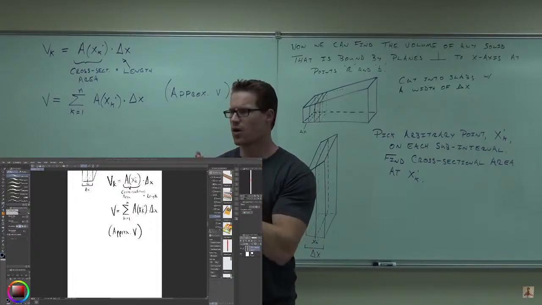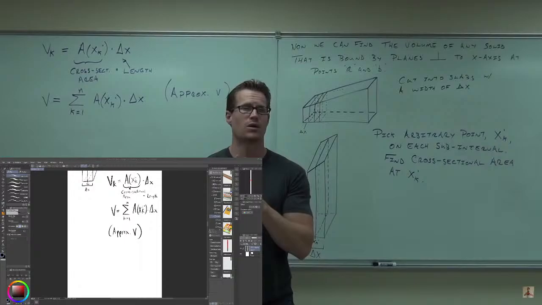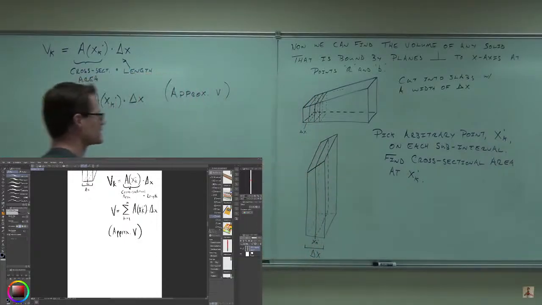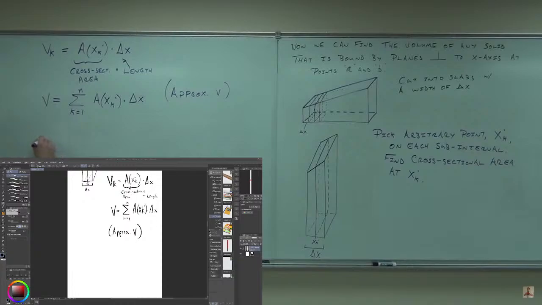But it's so small that it's not going to be an approximation anymore. It's so small that that's going to be exactly what the volume is. So yeah, exactly, take a limit. So this is an approximation. How I make it exact is I go, all right, take a limit as n goes to infinity of this same thing that we had.